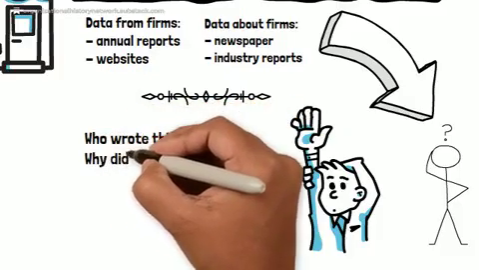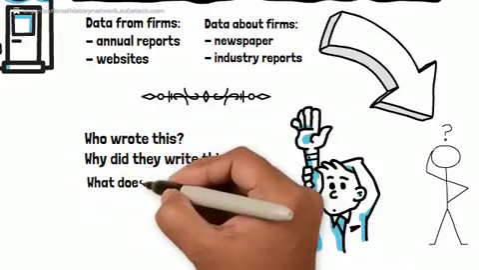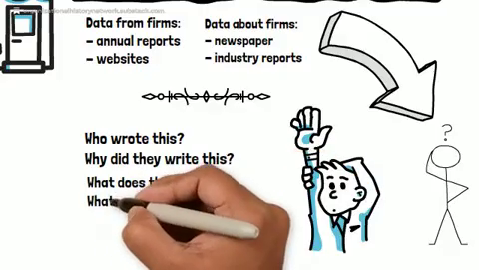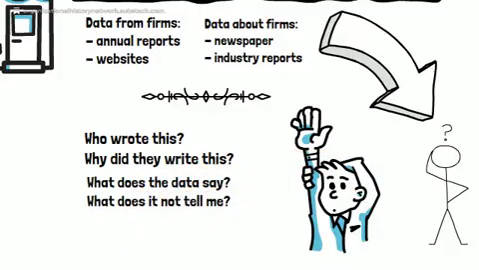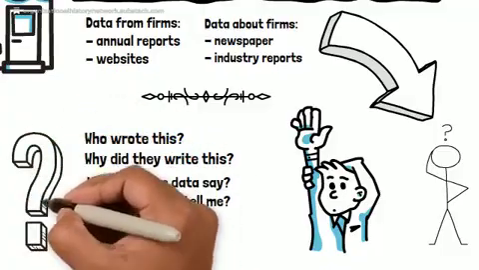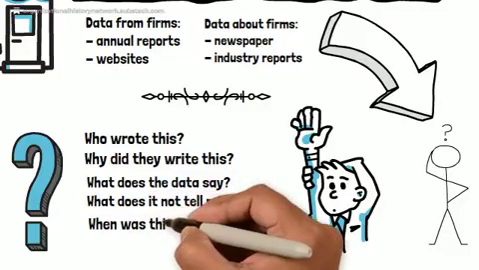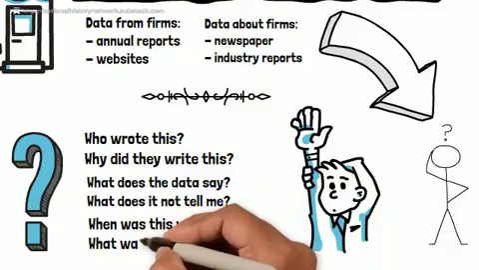Why did they write this? What does this data say? And what does it not tell me? So you should be investigating the kind of text you are collecting. You're not just passively collecting. You should ask yourself questions about timing. When was this written? What was happening at the time? Is this sort of influencing what you're reading in this text?